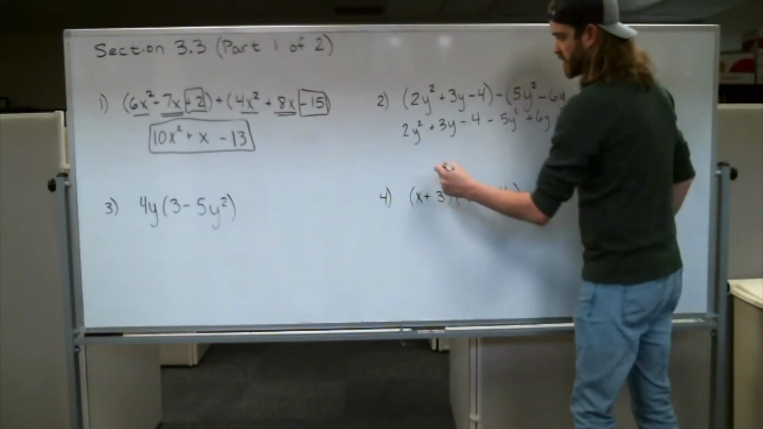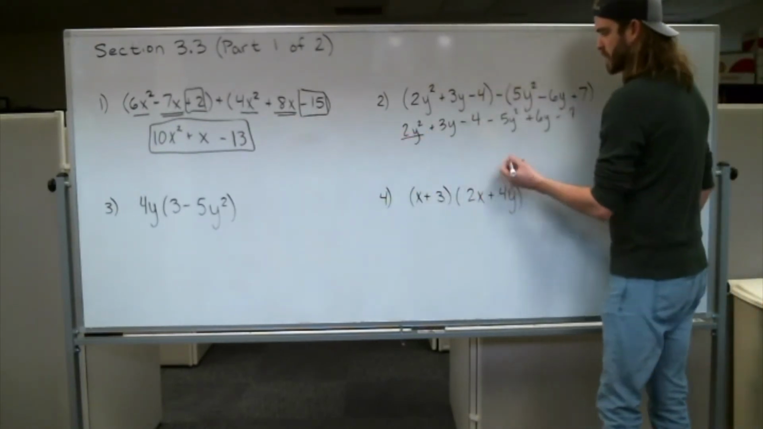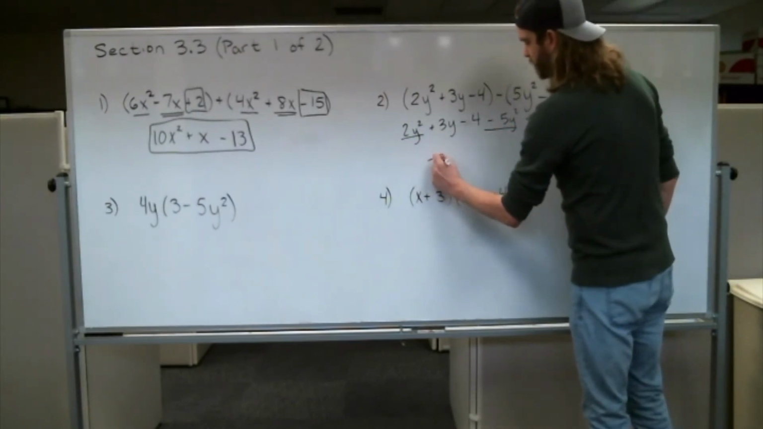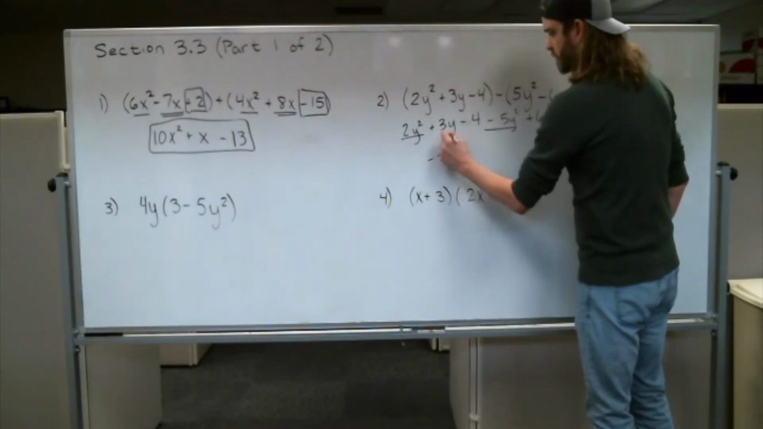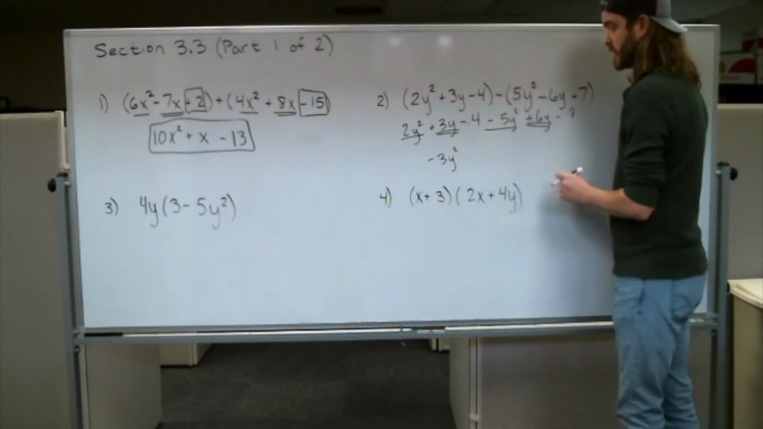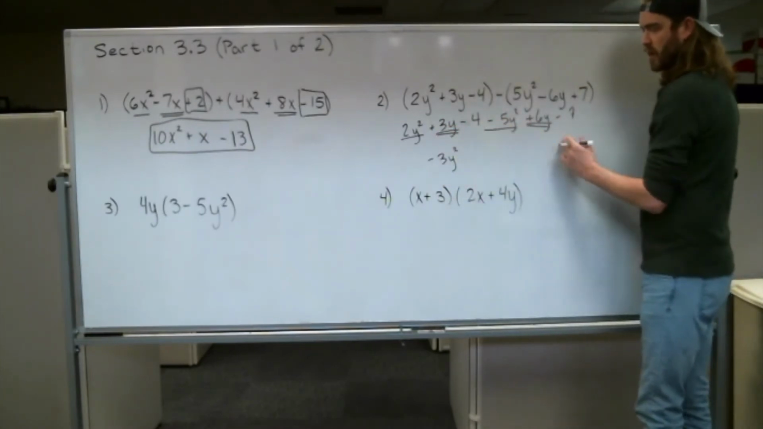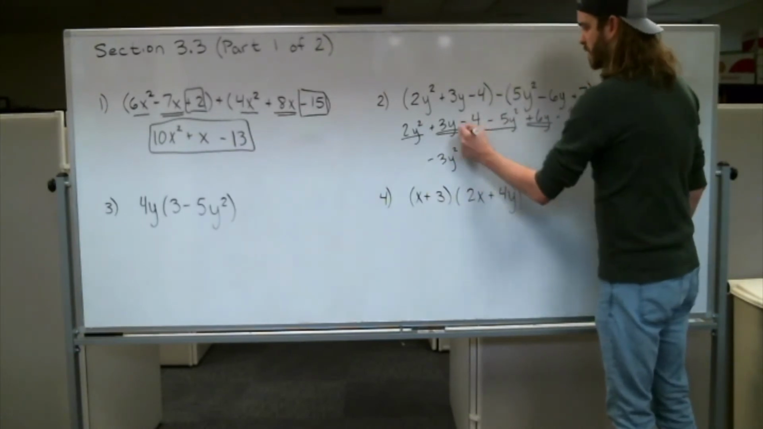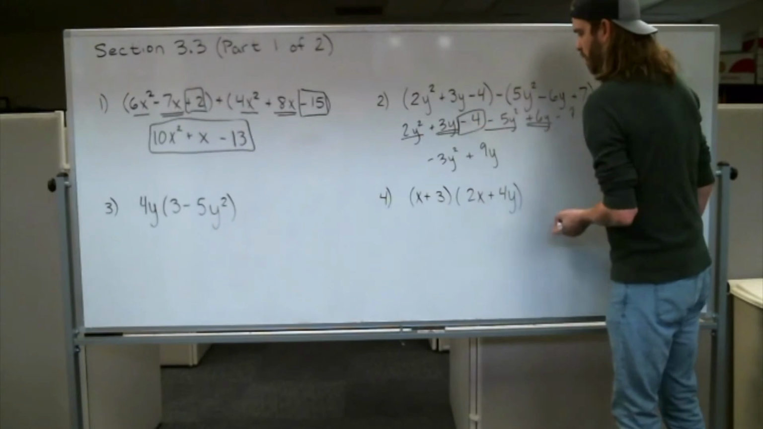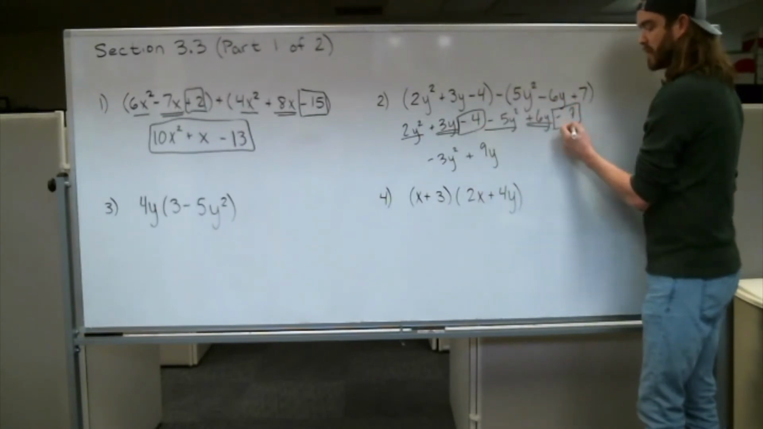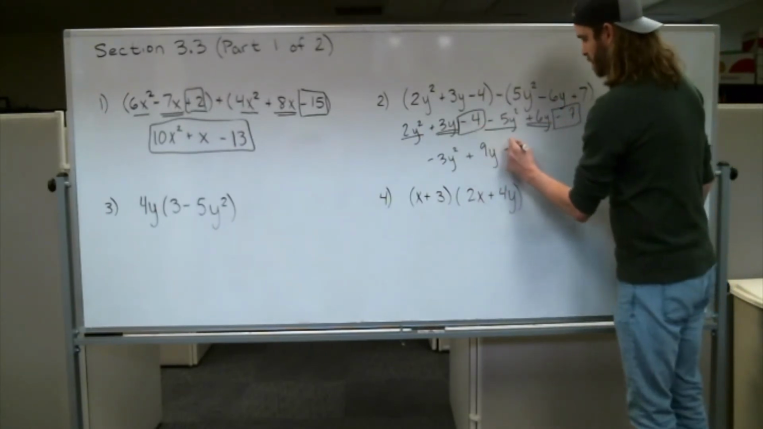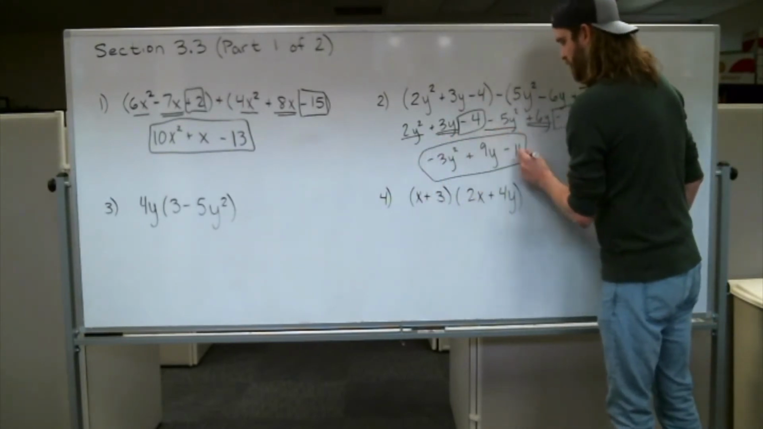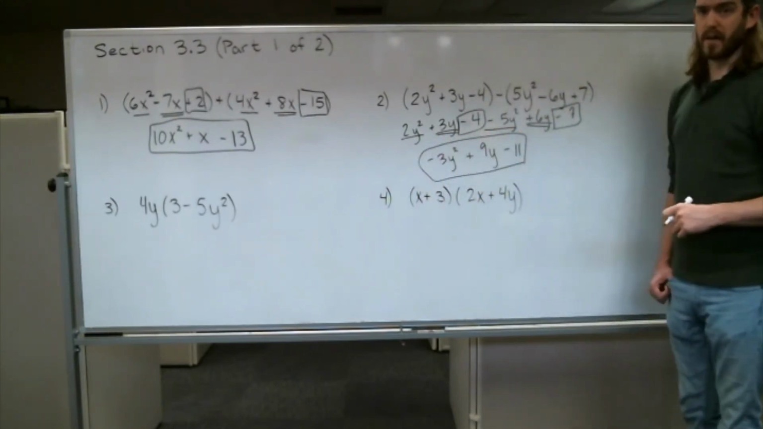So if we look and we see 2y squared, we see that there's a negative 5y squared. So we combine those to get negative 3y squared. For 3y, we see that that is like terms with 6y. So we'll add those together to get plus 9y. And finally, we have negative 4 and negative 7, so we combine those to get negative 11. So our final answer is negative 3y squared plus 9y minus 11.